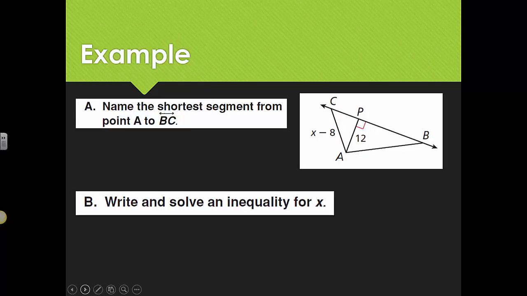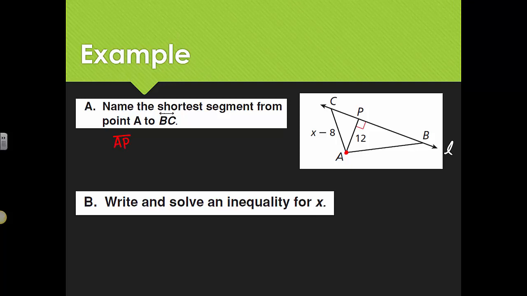So if we look at this, we have our line here, line BC. I'm also going to label it line L. And then we have several different segments coming from point A. So point A is here, and we've got AC, AP, and AB. It says name the shortest segment from point A to line BC. Well, the shortest segment has to be the one that's perpendicular, so the shortest segment is segment AP.